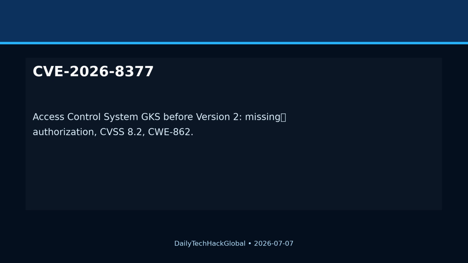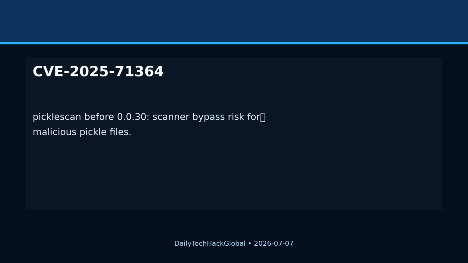Third, CVE-2025-71364 matters for Python, machine learning, and AI supply chains. It affects picklescan before 0.0.30 and is rated high, CVSS 8.1. Picklescan is used to inspect Python pickle files, a format often found around model and data workflows.